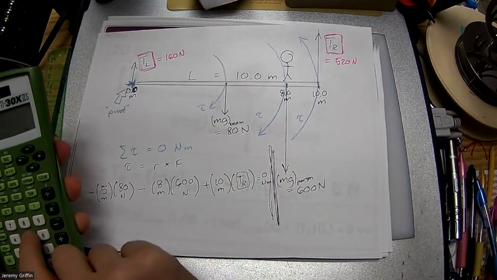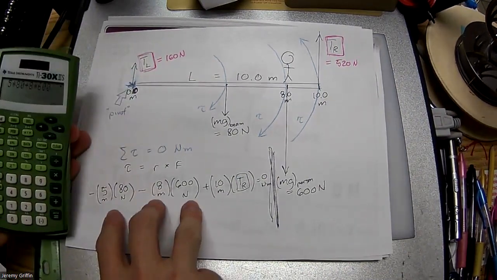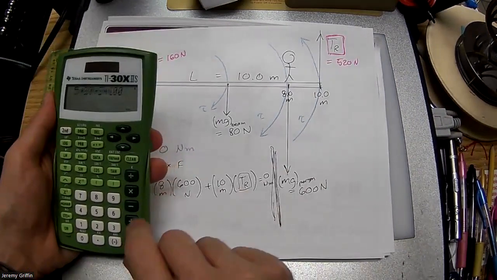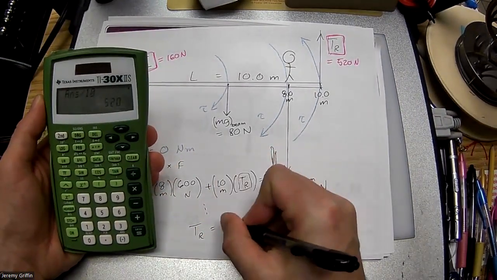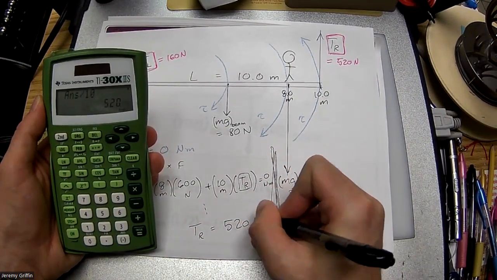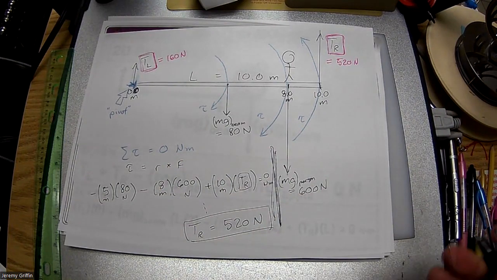So let's see, what's 5 times 80 plus 8 times 600. Right. Then I'll add that over to the other side, then divide by 10 meters. Tension right is 520 newtons. Okay, so there's the right side. Now, how do you get the left side?